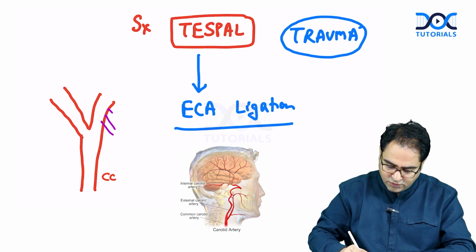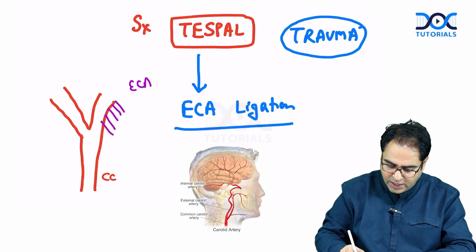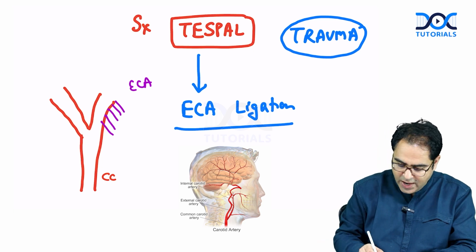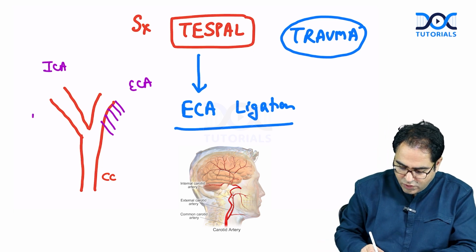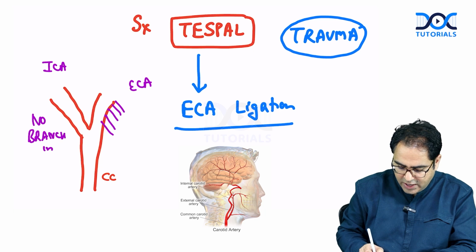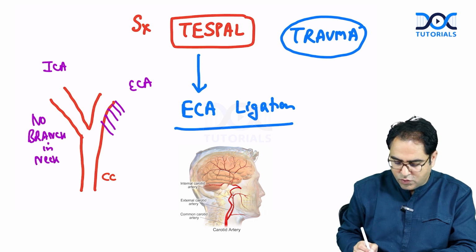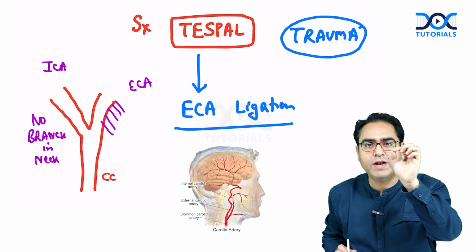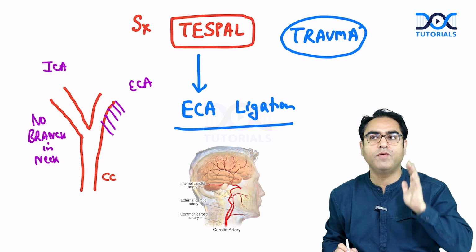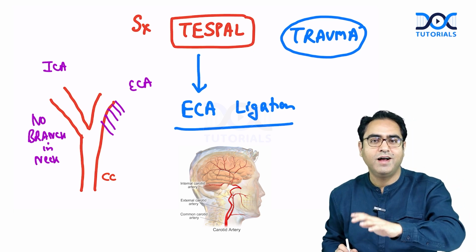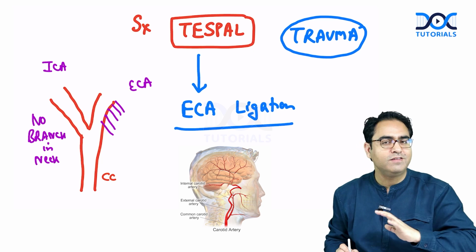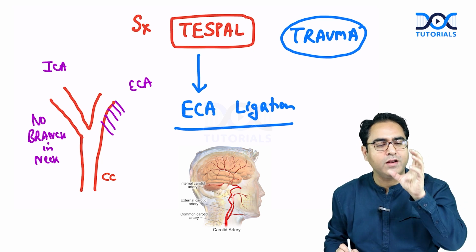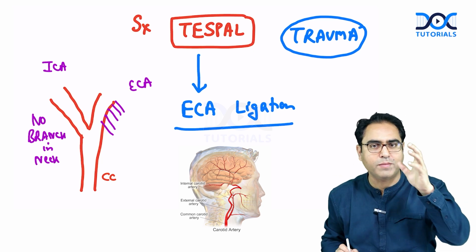The basic thing is the ECA has got many branches in the neck, and the ICA has no branch in the neck. ICA is meant for brain and eye. It will only branch when it enters the cranial cavity. Okay. So one question of anatomy also. Which of the following is a branch of ICA in the neck? Answer was none of the above. ICA has no branch in the neck. That's the only reliable point to differentiate ECA from ICA.